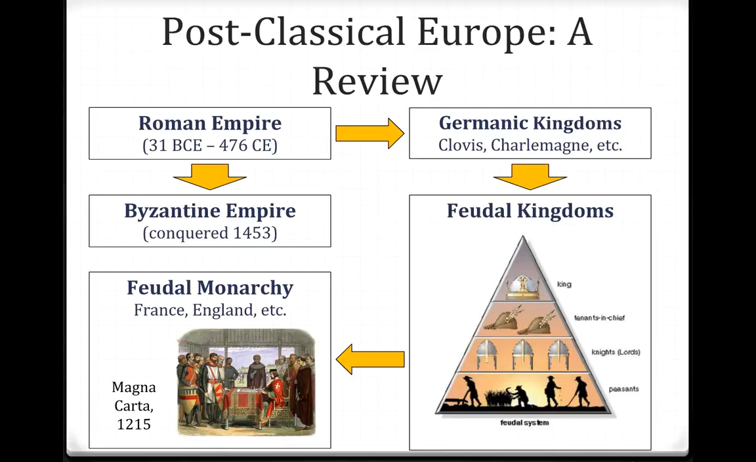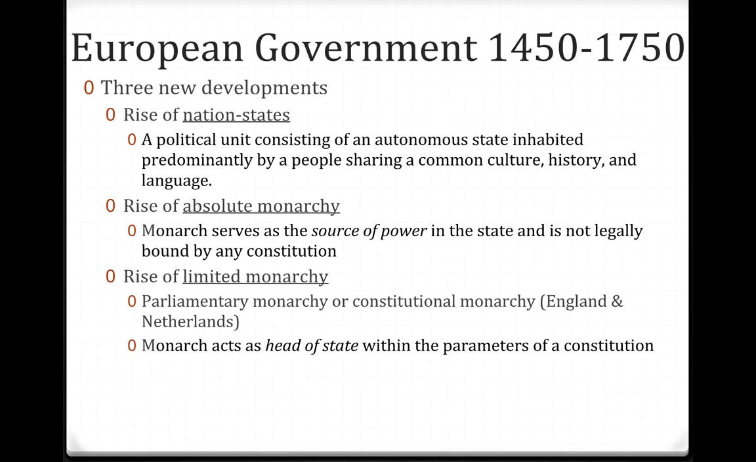So diving right in, post-classical Europe, a review. Fall of the Roman Empire. The Byzantine Empire leads to the feudal system. Some important documents include the Magna Carta. Eventually, we're going to get into the English Bill of Rights because that will then discuss the Glorious Revolution. But let's talk about European governments for a minute. We've got 3 new developments happening.